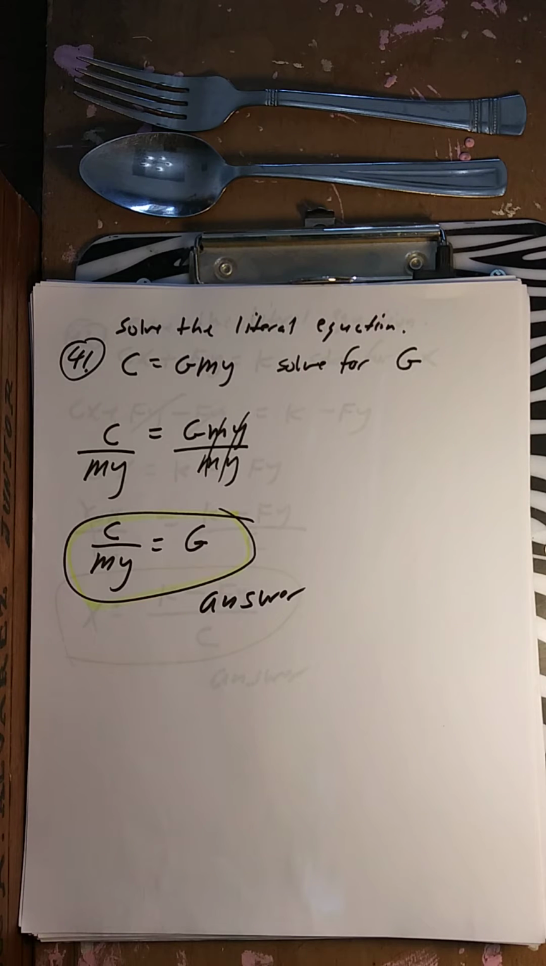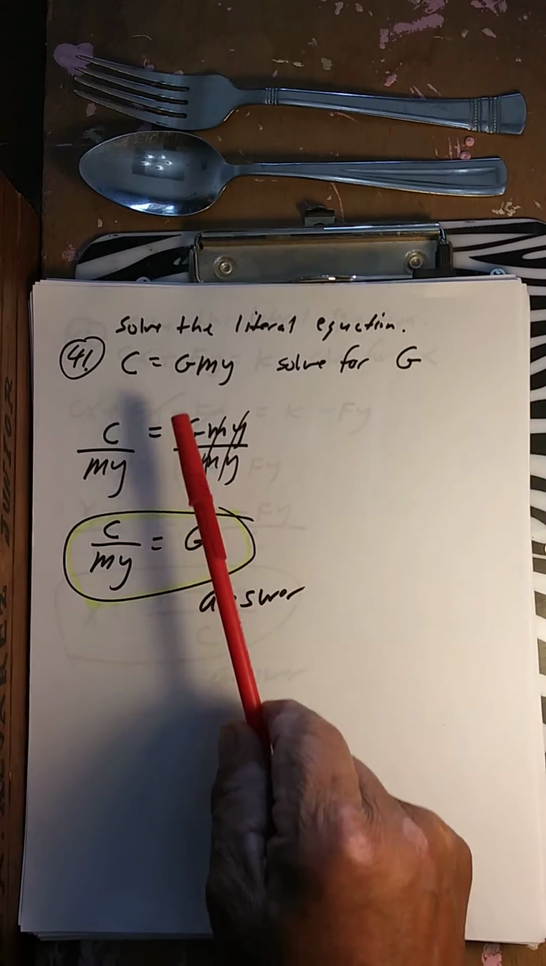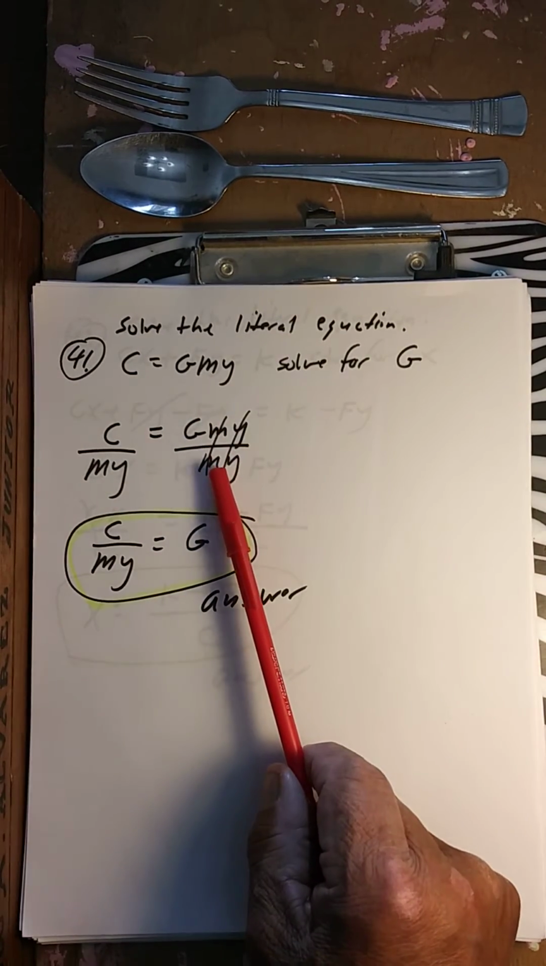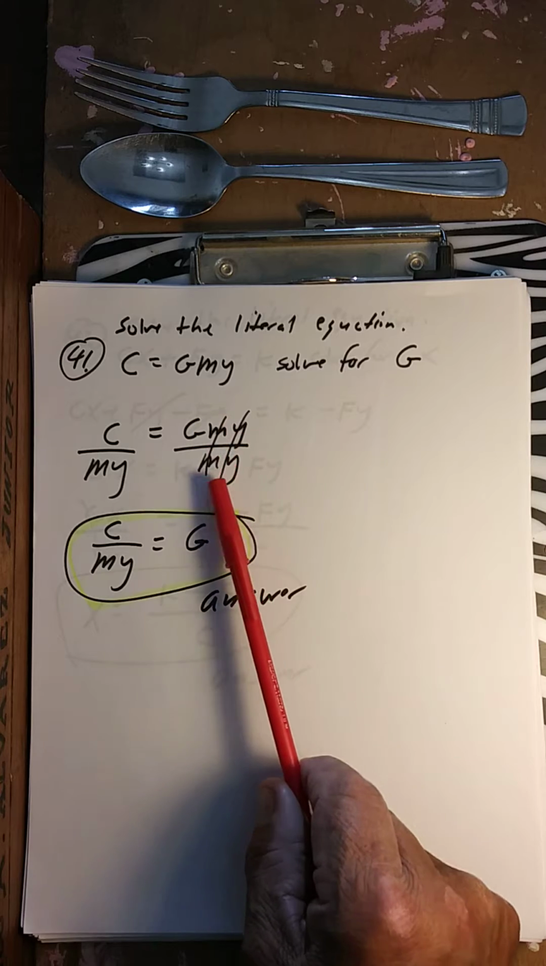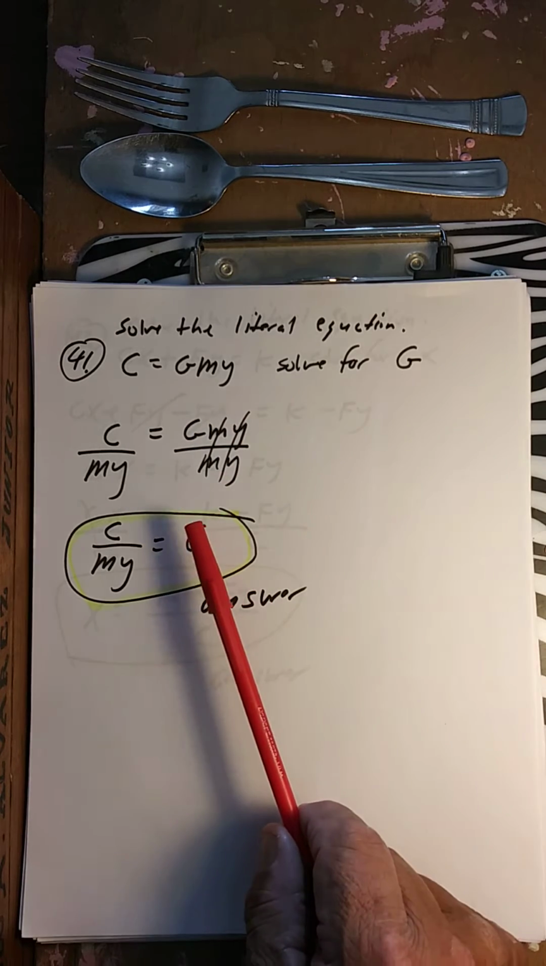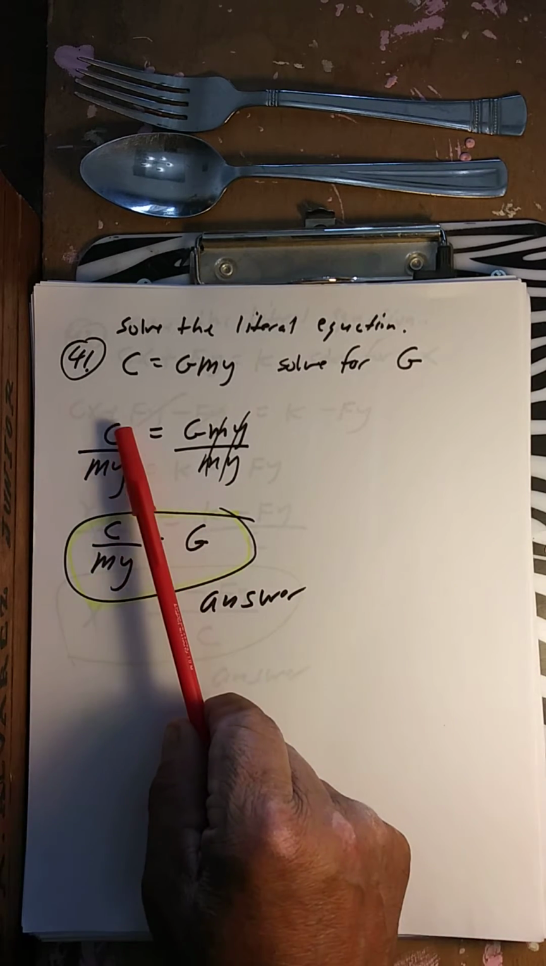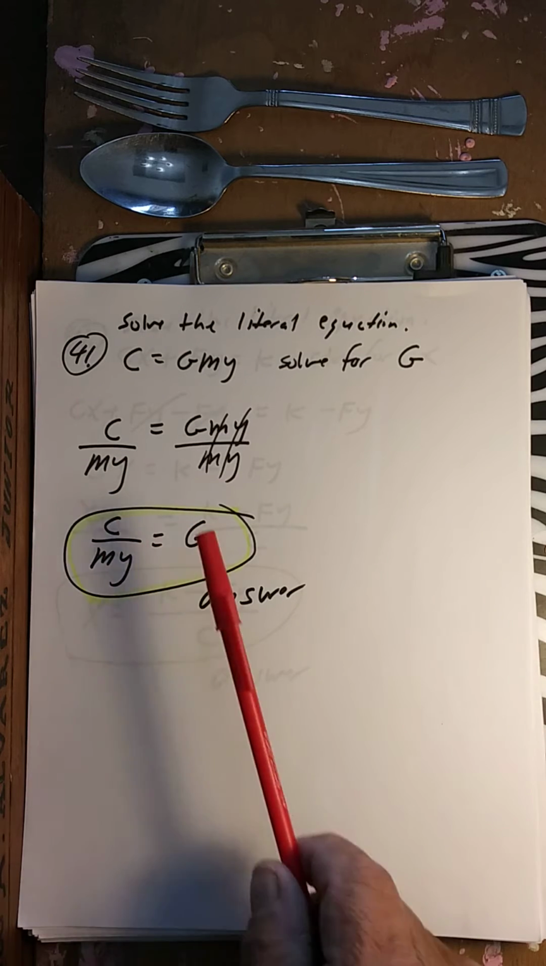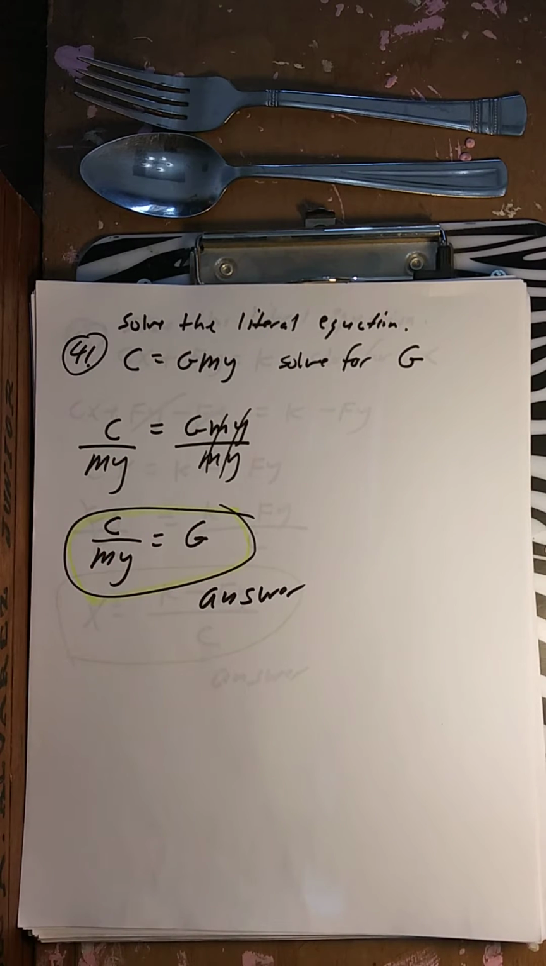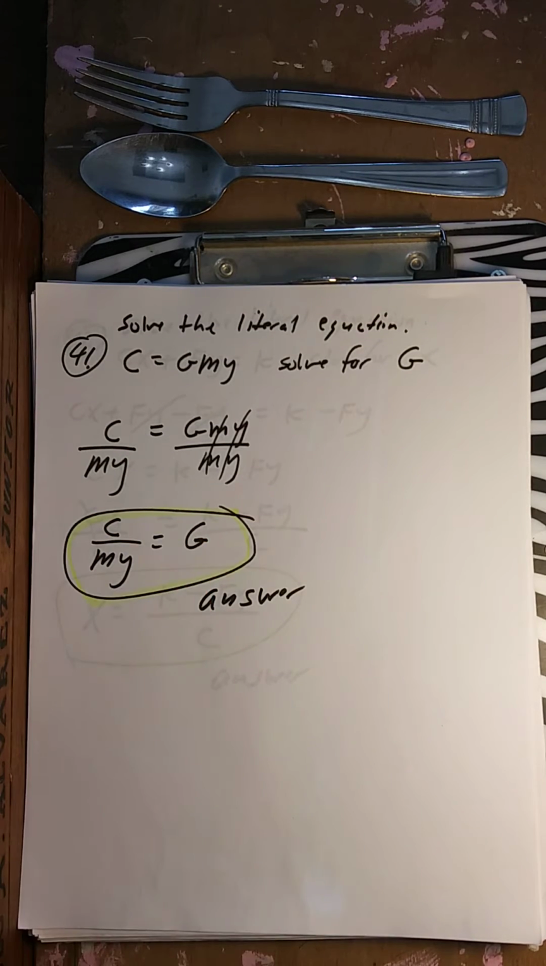This one. Solve the literal equation for the letter G. Alright, so G's right there, so I'm going to divide by m y. So m y goes away, and guess what happens? You have letter G equals C over m y. So letter G equals what? C over m y equals letter G. Got it? Yes.